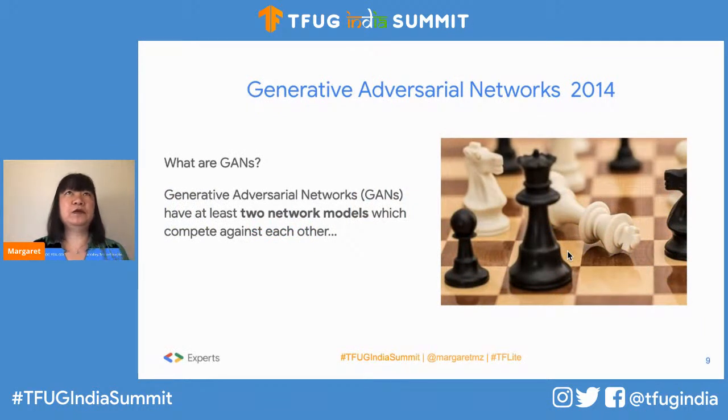So in 2014, we had generative adversarial networks. So what are GANs? The simplest form of GANs has at least two networks competing against each other, like in a chess game. And through that competition, we can, as I mentioned earlier, synthesize new images, enhance image resolution, and do image-to-image translation.